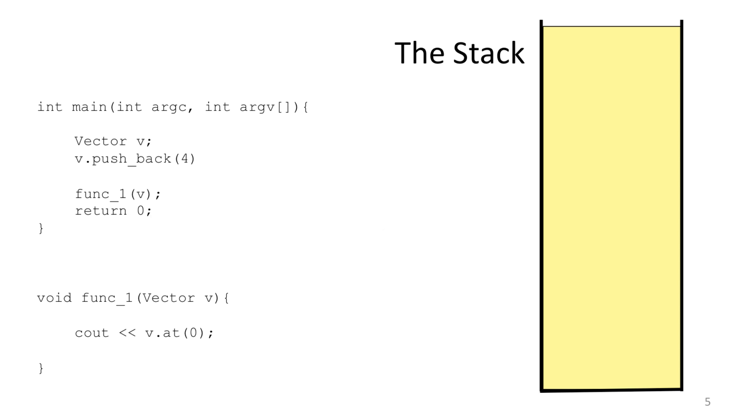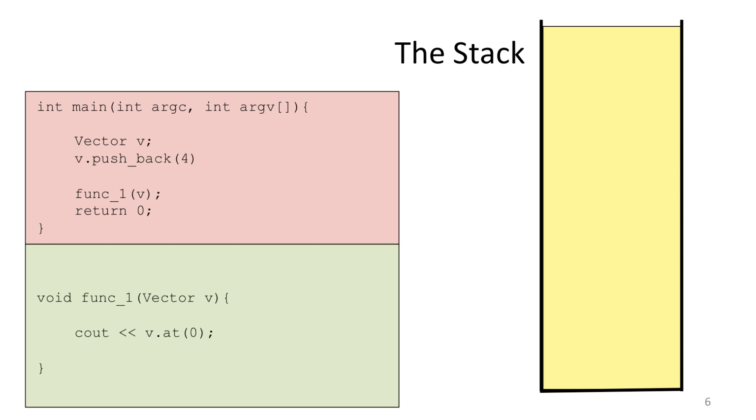If we split this into the main function in pink and the function that gets called in green, surely you're aware that as this program progresses, we always start with the main function. So main gets pushed onto the stack. Main is going to call function 1, and function 1 is going to get pushed onto the stack. When function 1 finishes, it is popped off the stack. And then when main returns, main also comes off the stack. So the question is, why does this create a problem when we're now working with vectors?